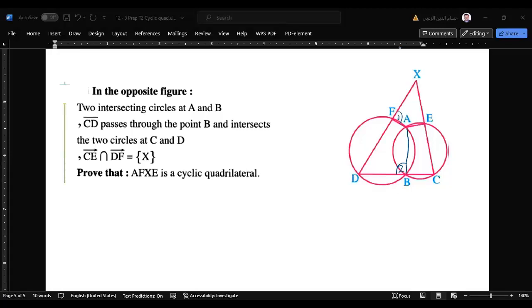And the 2 as exterior of the quad ABCE, 2 will be equal to 3. And here, angle 1 equals 2 and 2 equals 3, then 1 equals 3, and 3 is exterior of the quad AFXE, then AFXE is a cyclic quad. Thank you.